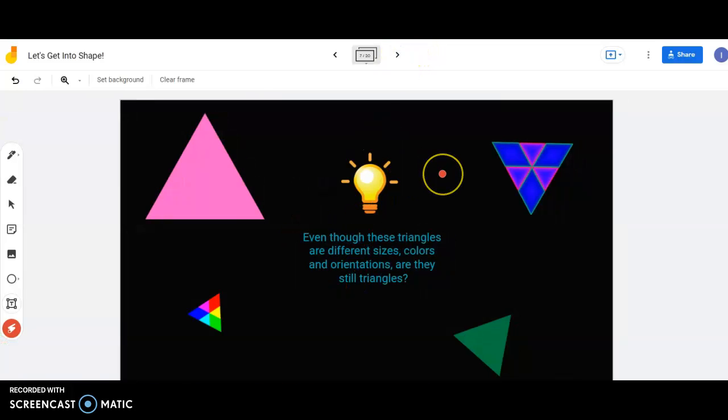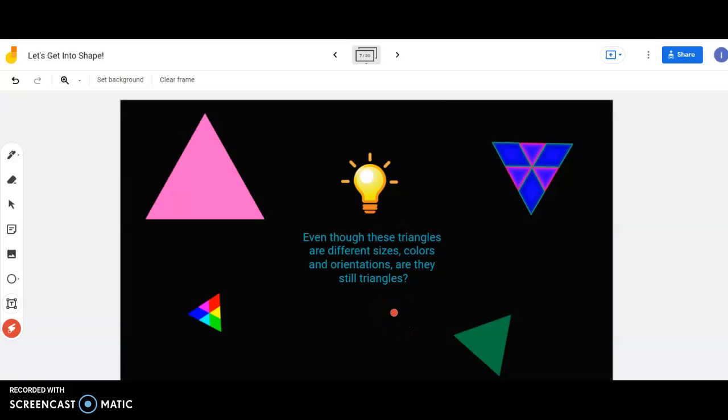Now, one last thinking question to get us started. Even though these triangles are different sizes, because we've got really big and really small, different colors, we've got blues, greens, rainbow, and even pink, and orientations because they're flipped upside down all around. Even though these triangles are different sizes, colors, and orientations, are they still triangles? That's a tough question, isn't it?